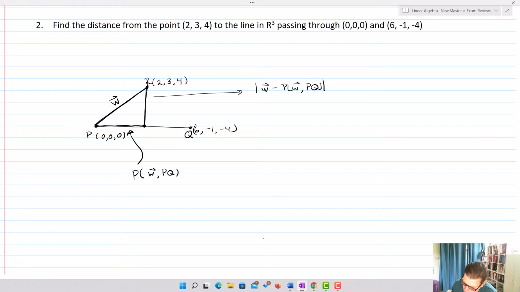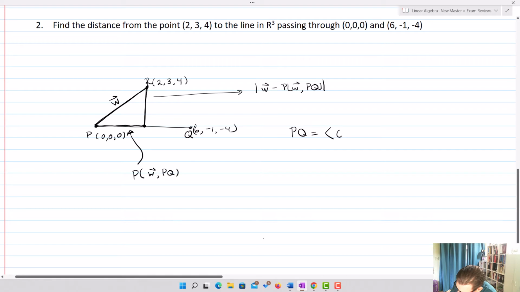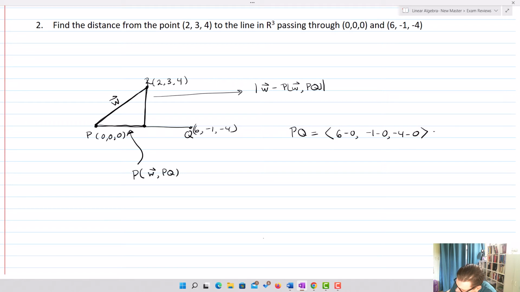So what we need to do first is we actually need to find these two vectors. So I'm going to find PQ first. So PQ is going to equal, right, 6 minus 0, negative 1 minus 0, and negative 4 minus 0. Okay, so it's going to end up being 6, negative 1, negative 4. And then W is going to end up equaling 2 minus 0, 3 minus 0, 4 minus 0. Okay, so you're just going to pick a point on PQ. Okay, and you're going to draw the vector from the point that we're looking to find the distance from to that point. It's going to give you your other vector. And this is going to be 2, 3, 4.